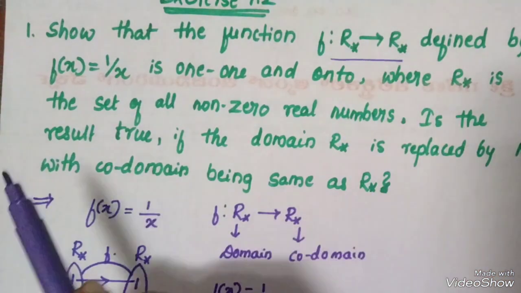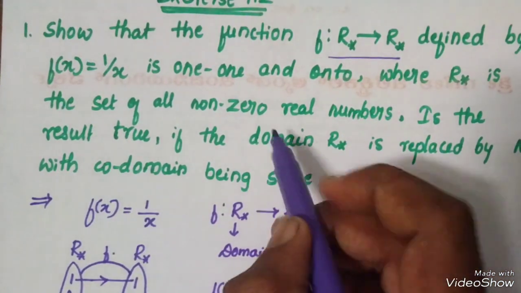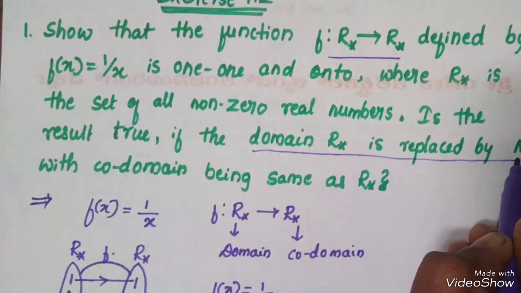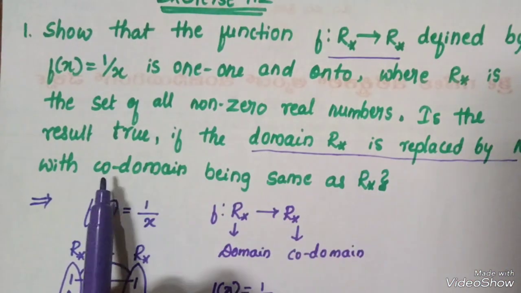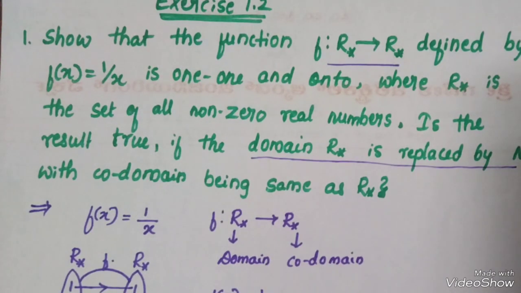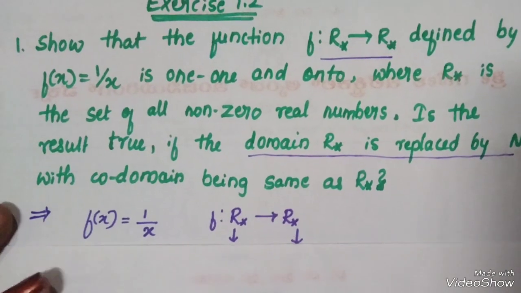The result is true for a function f from R star to R star. Again we have to check the result. We have to replace the domain R by natural numbers with the codomain being the same. Now we have to prove: the domain will be replaced by natural numbers but the codomain will be the same. We have to check this second condition.